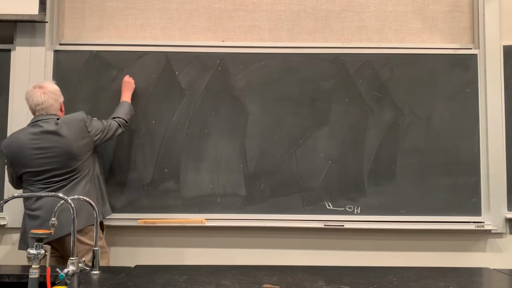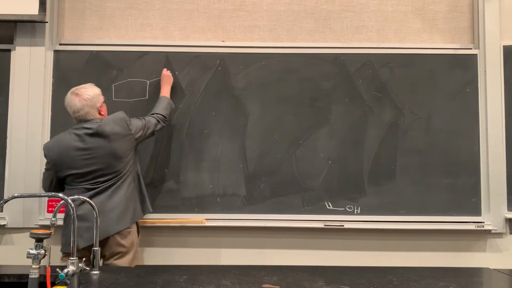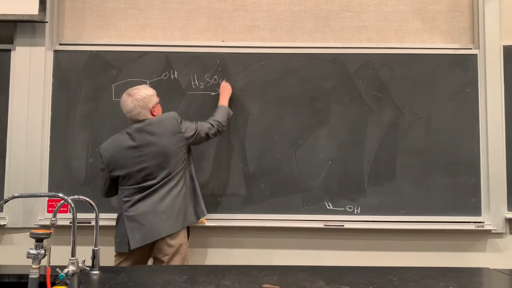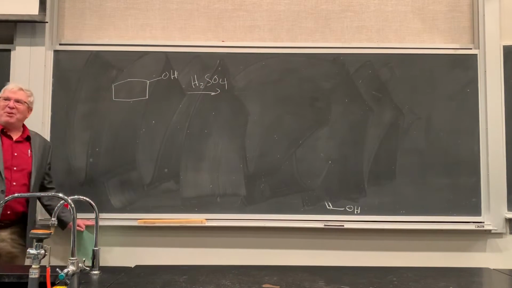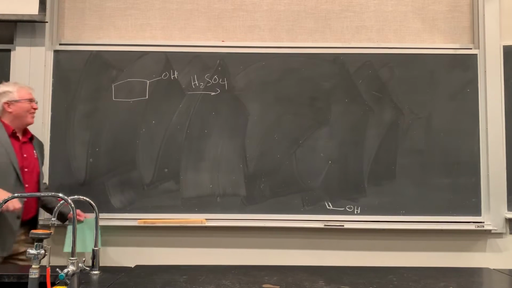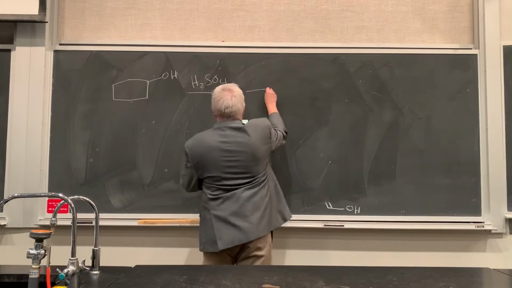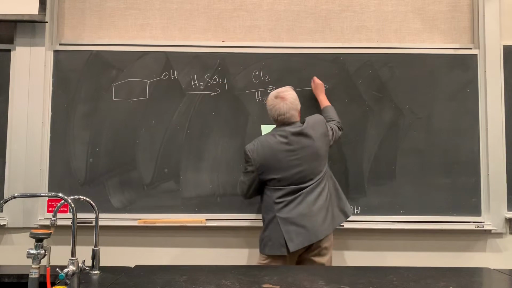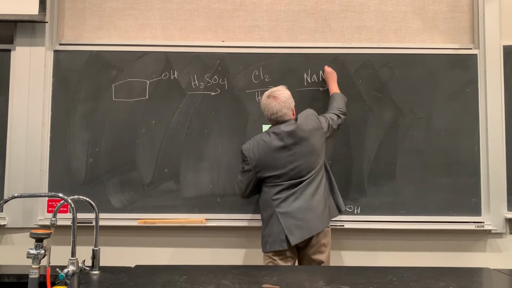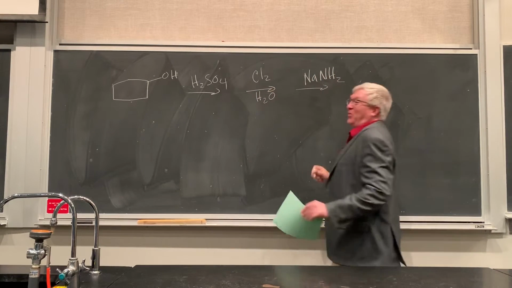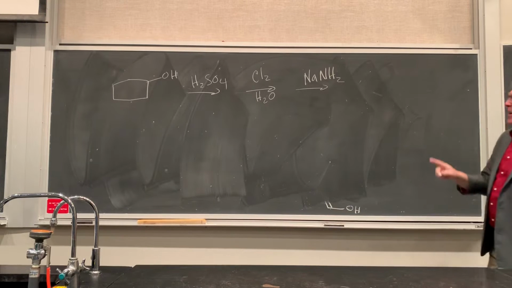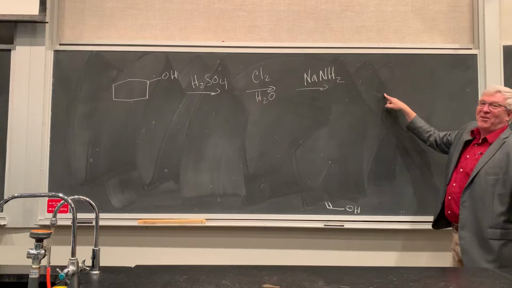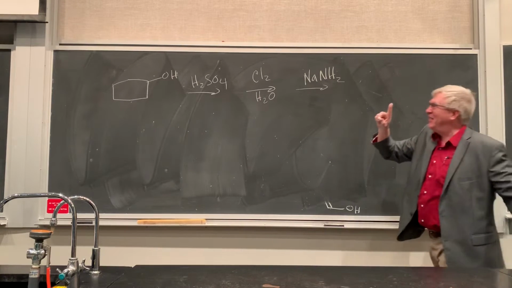So let's do this first one here. So we've got an alcohol. First we're going to react with sulfuric acid. So that's going back, what, to chapter 9, right? The alcohol reactions. Then our next step here is chlorine and water. And then sodium amide. Now this is 3 steps, but these are all reactions we know. So just do each reaction individually, and you should be able to arrive at the correct product. Let's see if we can do it, right?